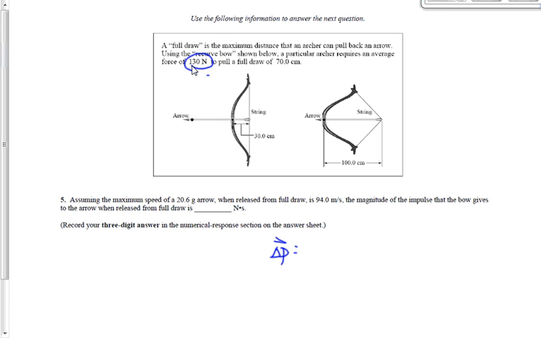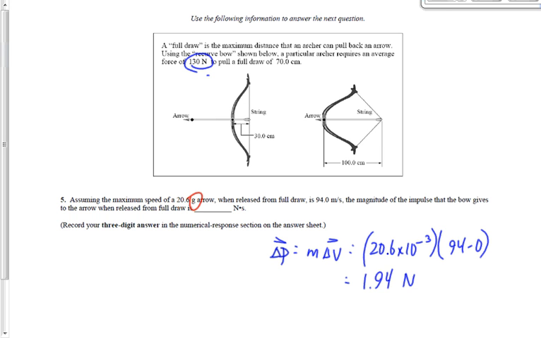Delta P is equal to F times T, but it's also equal to M times delta V. Mass is 20.6 times 10 to the minus 3. 20.6 grams. Probably should have circled the grams just to remind me to convert that to kilograms. Change in velocity, 94 minus 0. And when we do that, we end up getting the 1.94 Newton seconds or 1.94 kilograms meters per second, either way you want to express that. Okay? One more multiple choice question here. One more.